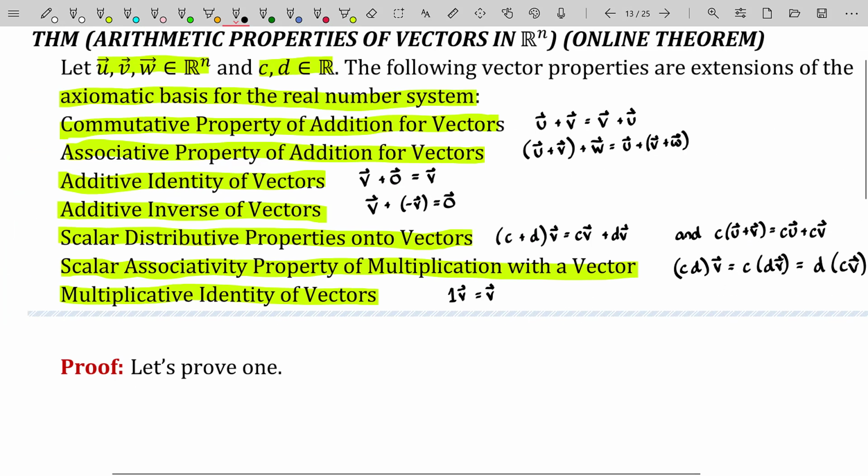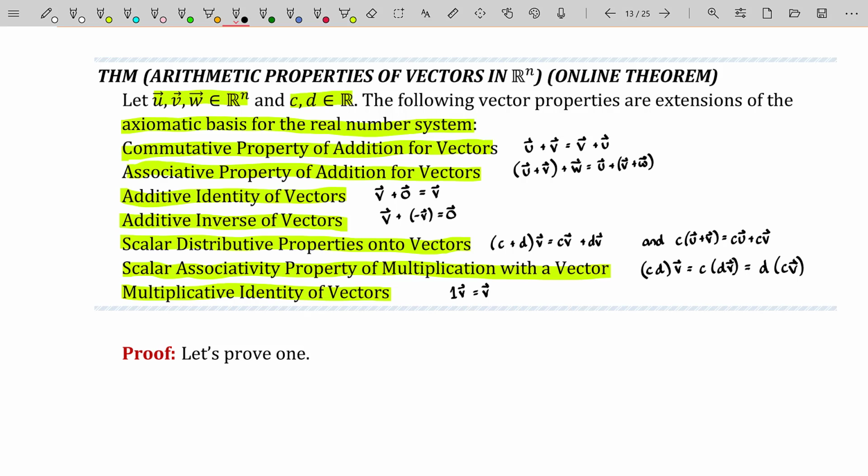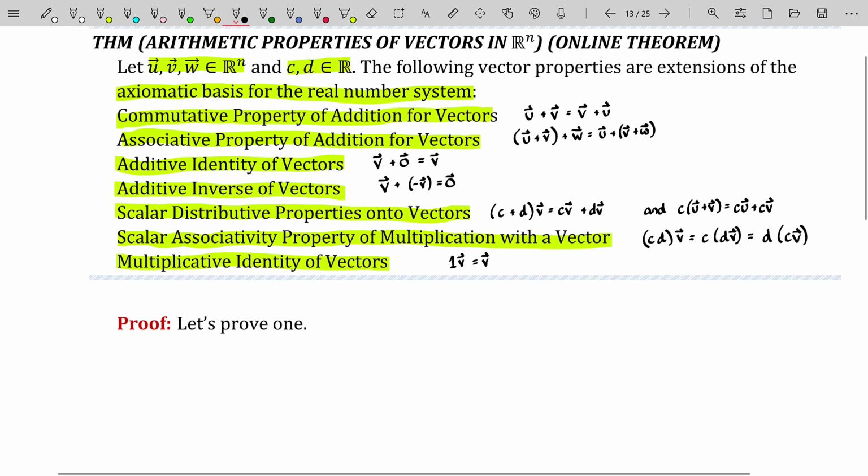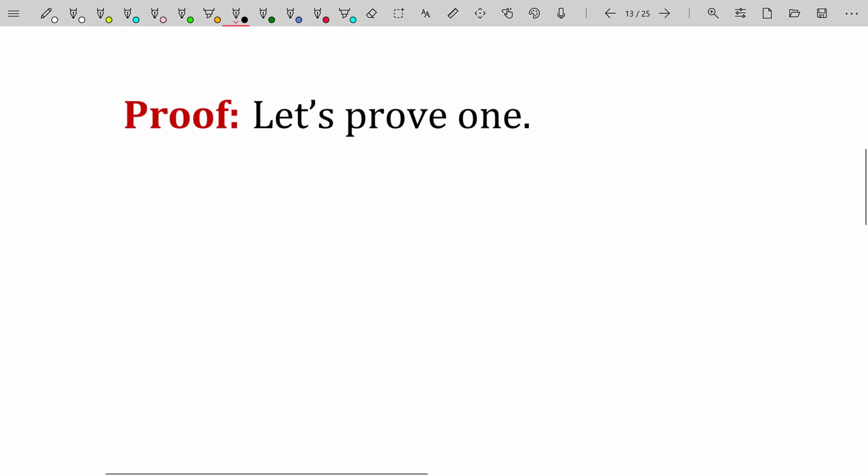There are smaller properties that I'm not mentioning here, like the scalar 0 times a vector is just the 0 vector. I'm not mentioning that in this video, but let's go ahead and prove just one of these. I'm going to look through very quickly and find the one that I like to prove. Let's go ahead and prove this one right here, because it not only involves vectors, but also a scalar. It's very important to outline your proof very cleanly, so I'm going to state it as a theorem, and then we're going to start the proof.